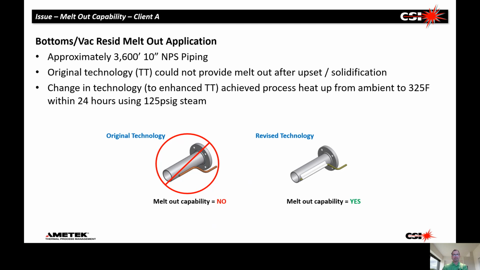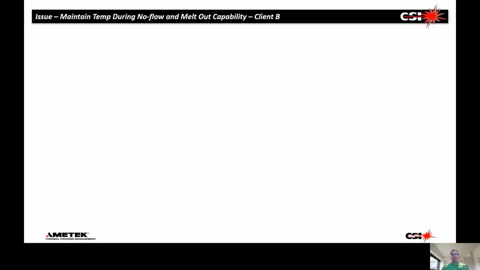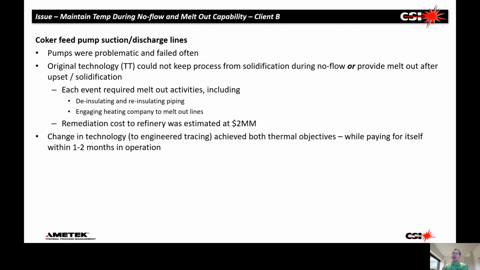and therefore it was selected. For client B, this was a no-flow and melt-out situation where coker feed pump suction and discharge lines had issues where the pumps were the problem. The pumps would go down, the process would sit in the line. When it sat in the line for enough time, it plugged, and then the tube tracing that was heating the line could not melt it out.